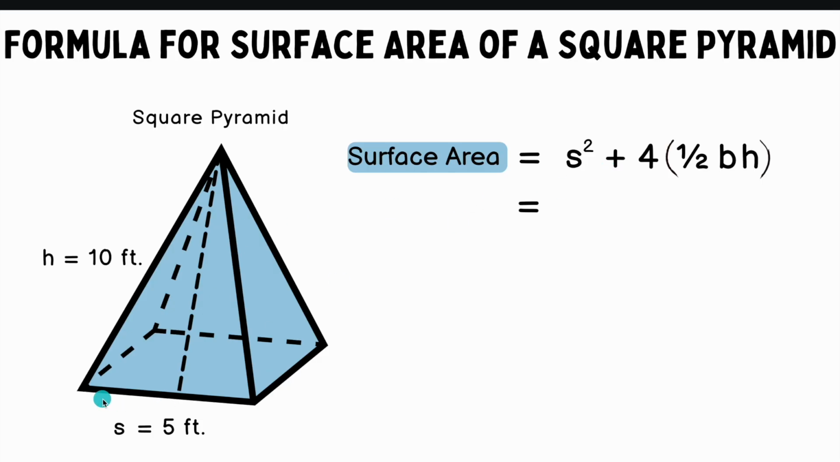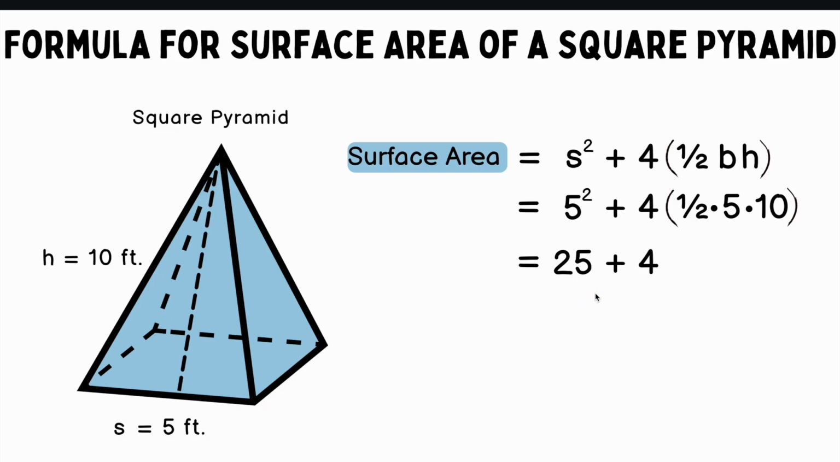S is 5 feet. This square base has a side length of 5 feet. And we know we have 5 times 5, so we can say 5 squared plus 4 times half. The base length of this triangle is 5 feet, and the height is 10 feet. 5 squared is 25. That means that this square base has an area of 25 square feet plus 4 times half times, well, we have to solve parentheses first.